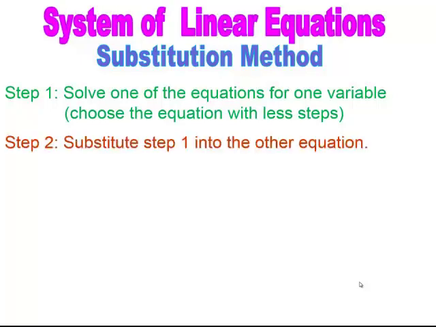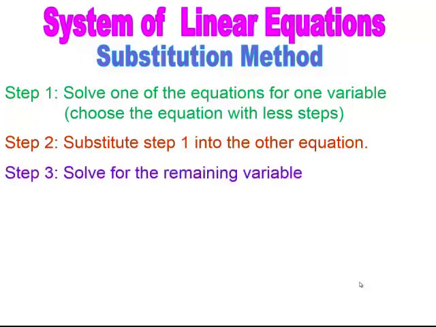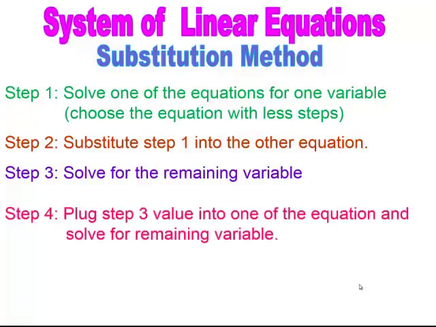And then the next step is you're going to take whatever that variable equals, which will be an expression, and you're going to substitute it into the other equation's variable. And then you're going to solve for the remaining variable. So the process is to get one of the equations in terms of one variable so we can solve for it. Now once we solve for it, it'll probably be a multi-step equation. You're going to get a value for that variable.